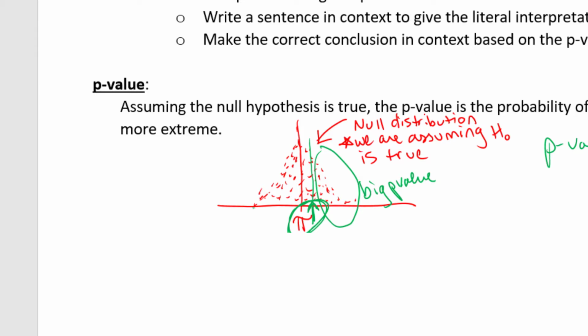Small p-value means we have a lot of evidence against the null hypothesis, a lot of support for the alternative hypothesis.